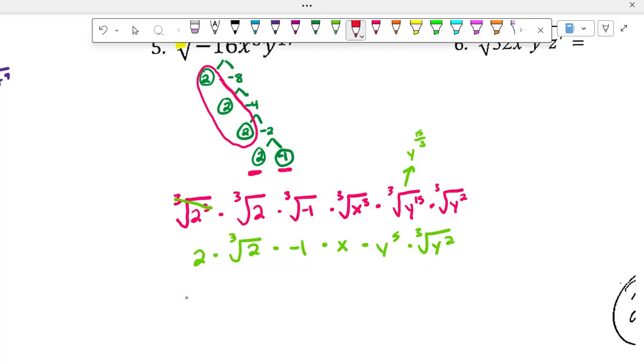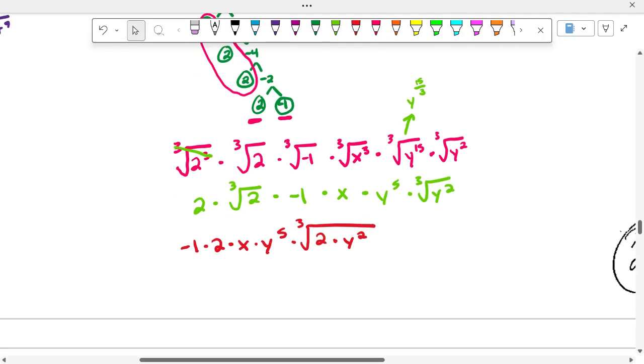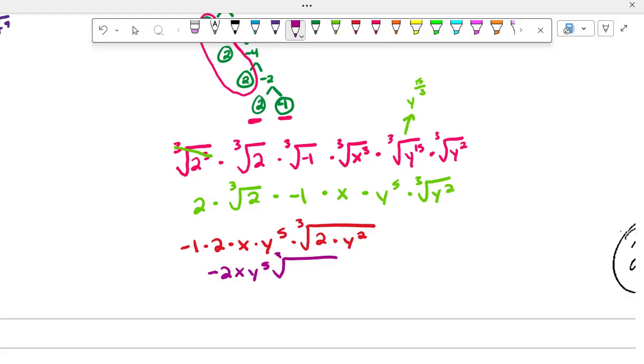So if I pull everything together, I got negative 1 times 2 times x times y to the 5th times the cube root of 2 times y squared. So what's my answer if I simplify? What's negative 1 times 2? Negative 2. Negative 2 x y to the 5th cube root of what? What's under the radical? 2y squared.